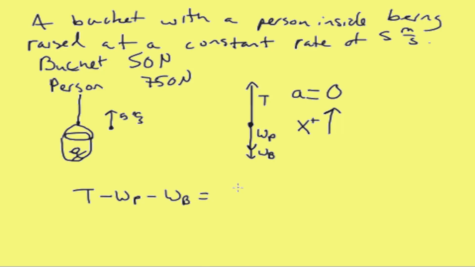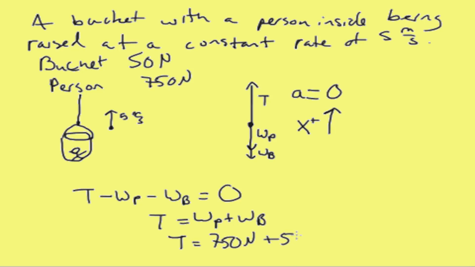And we set that equal to the net force, which is 0. Now we solve for tension, so we take WP and WB to the other side. We get WP plus WB, and that's going to be equal to 750 newtons plus 50 newtons, which equals 800 newtons.